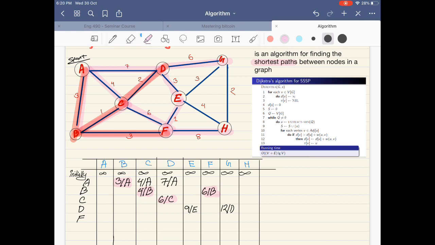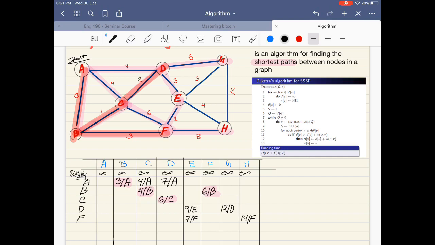So from F to E, which would be 7F. So see here, we already had 9, but we have discovered another path which is much more cost efficient. So 9, and this one is 7, which is much better, so we write that down. And to H, that would be 6 and 8 is 14, so write this down. So we can reach H from F.